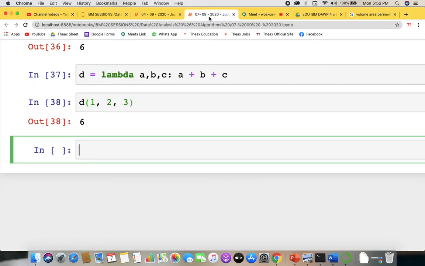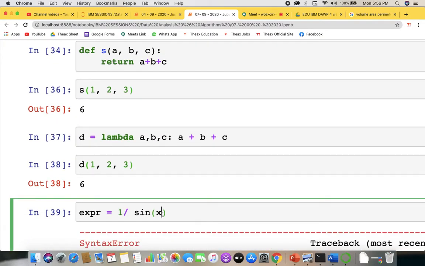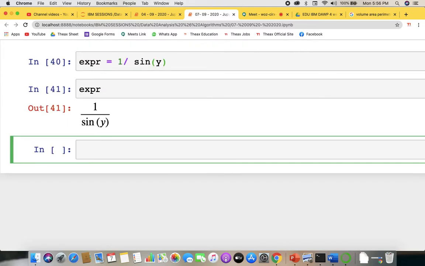So we were at lambdify. It works according to that, right? Let's say there is an expression, 1 by sine of x. X is being taken as something else, y. So 1 by sine of y. So what is my expression? 1 by sine y. Now if I want to give any values, I write lambdify of the value of y in the expr.